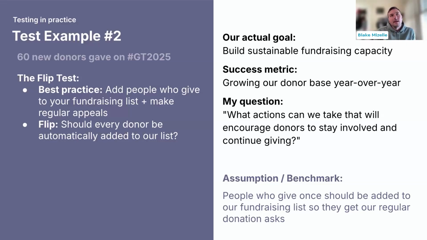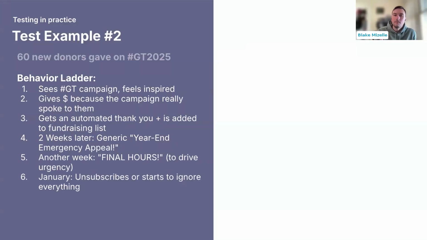I want to flip that. And I want to just pause for a second and be like, should every donor be automatically added to the list, just kind of rolled in there? I think there's more to look at. So in order to get a greater understanding, I'd like to try to go through the behavior ladder on this one as well. All right, let's just follow this down.